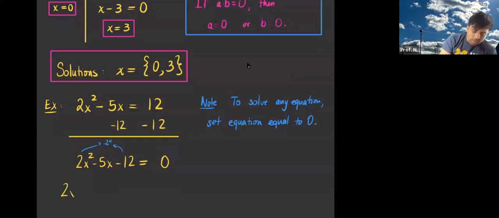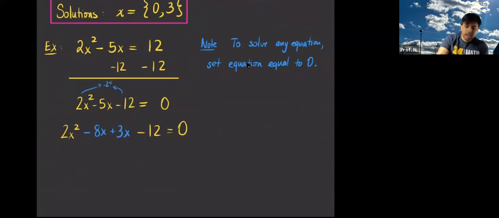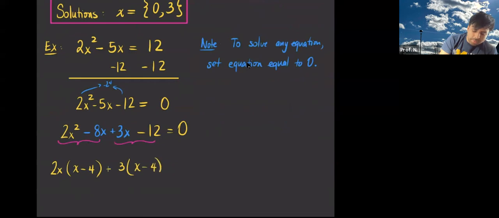So I can write this now as 2x squared minus 8x plus 3x minus 12 equals 0. So I'm using the AC method. And then I have to do what? First group, second group. The first group, I can take out a 2x. I'm left with an x minus 4. The second group, I can take out a 3. And I got x minus 4. Then I can factor out the x minus 4.